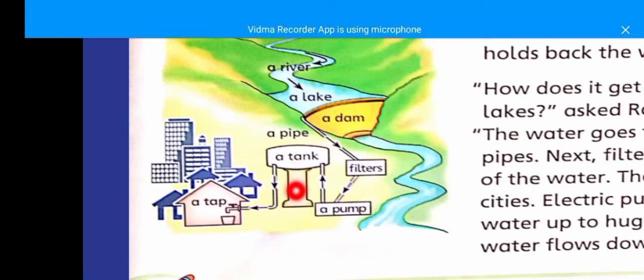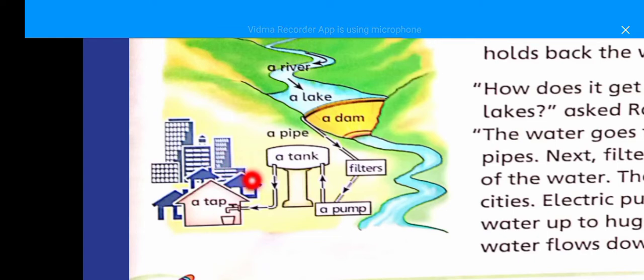Actually these tanks are really huge. Might be you have seen or you haven't seen these, but in your picture they have drawn a smaller one, but the actual tanks are huge. So through the pipes, the water is coming into these tanks, and from these tanks, through the pipes again, the water is coming to our homes and into our schools, or into hospitals.